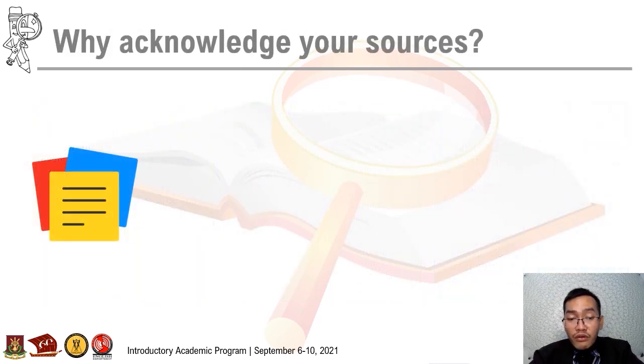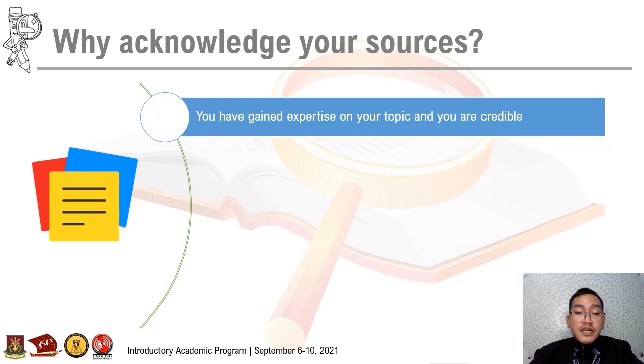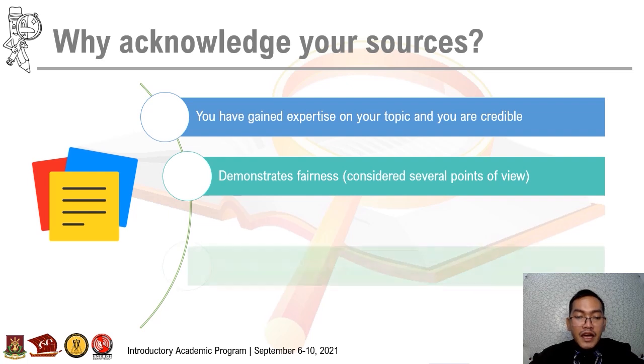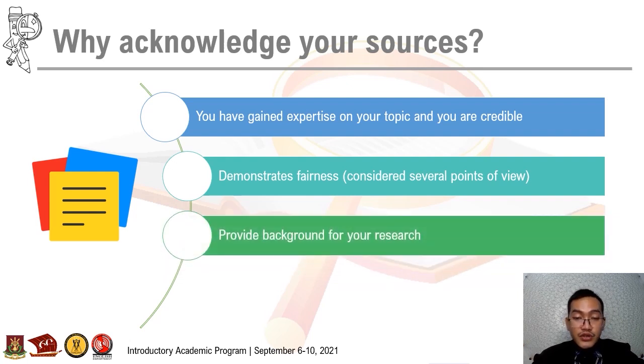Doing so means that you have gained expertise and credibility on your topic. You demonstrate fairness, because you considered several points of view. You consulted experts or authorities that came before you. You provide background for your research, and you help your readers follow your thoughts. They will know who to read, understand how your ideas relate to others, and know where to go to find more information on your topic.